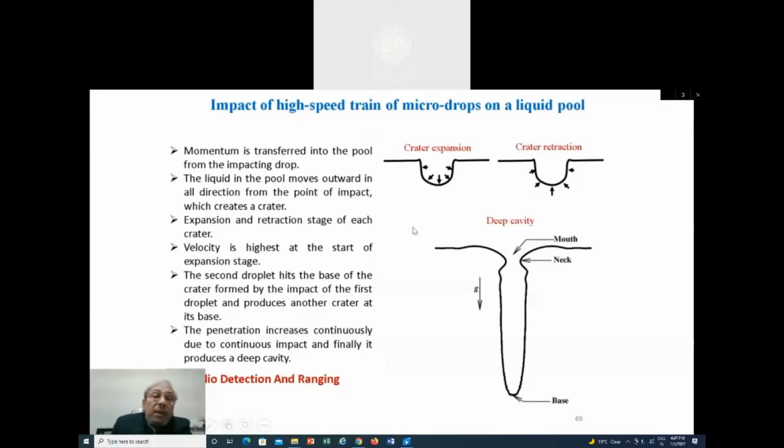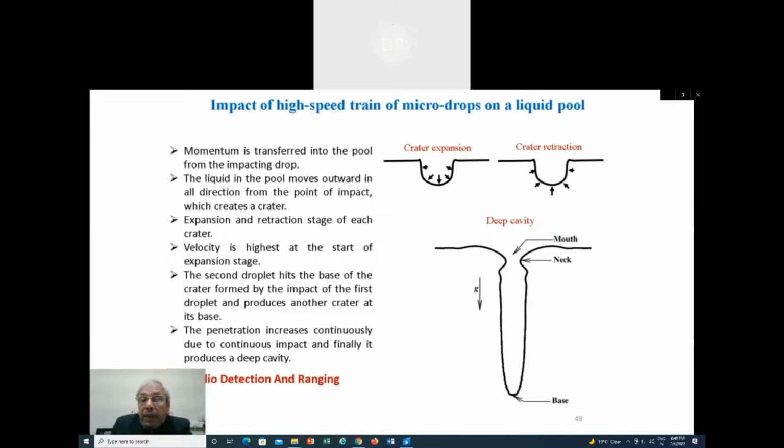Now, related to physics, what can be said? Momentum is transferred into the pool from the impacting drop. Then the liquid in the pool moves outward in all directions from the point of impact. Expansion of the crater and finally retraction of the crater is the characteristic of a single crater. Velocity is highest at the start of the expansion stage. The second droplet hits the base of the crater formed by the impact of the first droplet and produces another crater at its base. The penetration increases continuously due to continuous impact, and finally it produces a deep cavity. This has plenty of applications in radio detection and ranging, which are primarily used in defense.